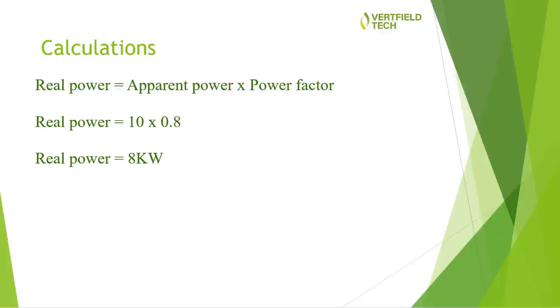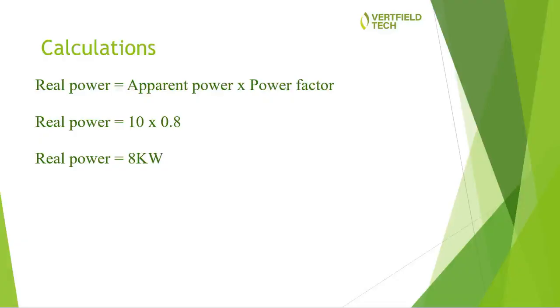Now you know the power factor and the apparent power. What is the real power? The apparent power is 10 kVA and the power factor is 0.8. Ten multiplied by 0.8 gives you 8 kilowatts. So the actual power, or real power, of this inverter system is 8 kilowatts. Now you know the actual quantity of loads it can power.